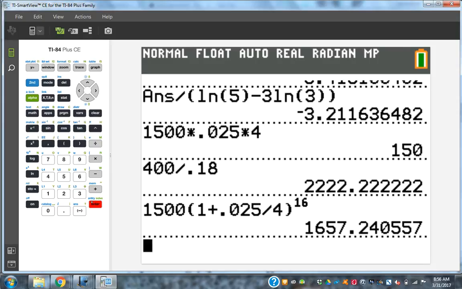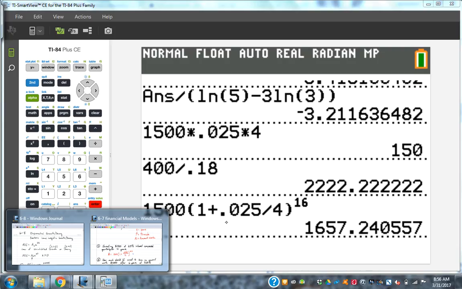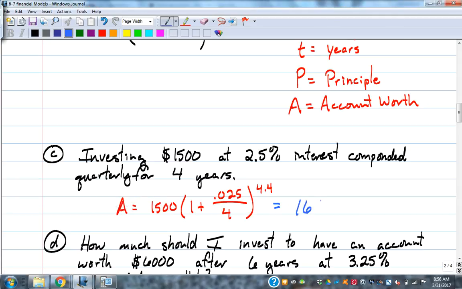$1,657.24. The first 4 is quarterly. The second 4 is 4 years in the problem. So it's how many times it compounds each year times how many years is where that's coming from. So $1,657.24. Monthly would be 12 times 4. That's the idea. Okay. All right.